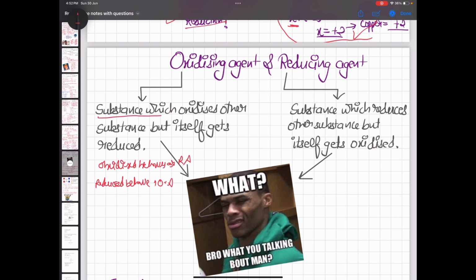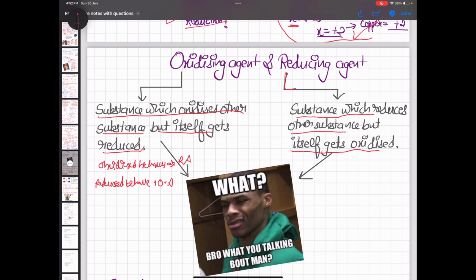What is an oxidizing agent? Substance which oxidizes other substances but itself gets reduced. What is a reducing agent? Substance which reduces other substances but itself gets oxidized.